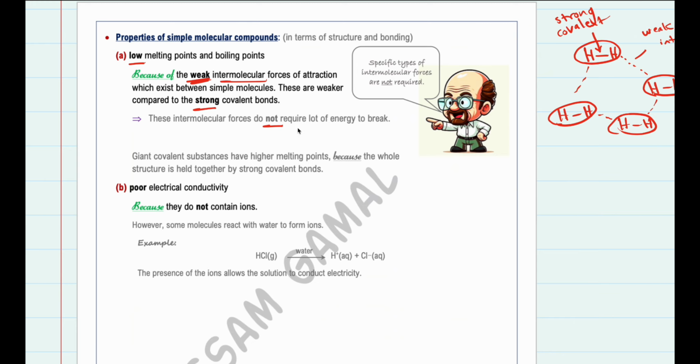And that's why most of these simple molecular compounds are found in the gaseous form. But it's worth noting that the giant covalent substances, as we're going to discuss in a minute, have higher melting and boiling points because we have strong covalent bonds in the structure. The second property is poor electrical conductivity because we don't have charge carriers. We don't have free electrons to move through the structure, and we don't have ions.